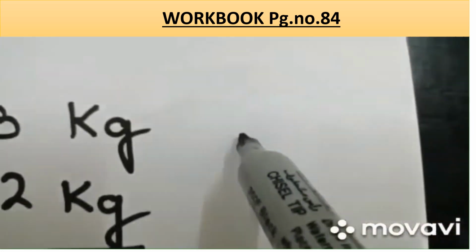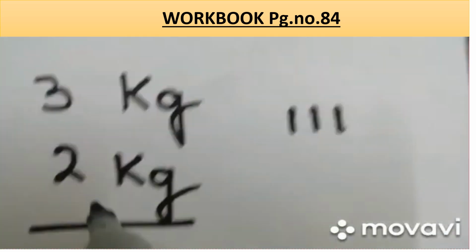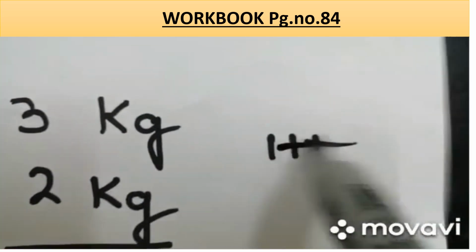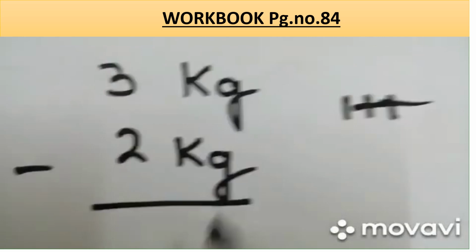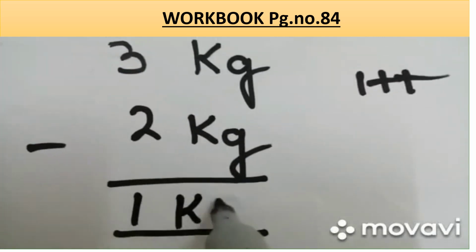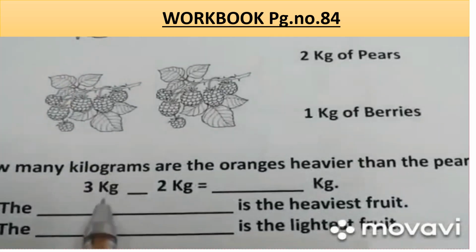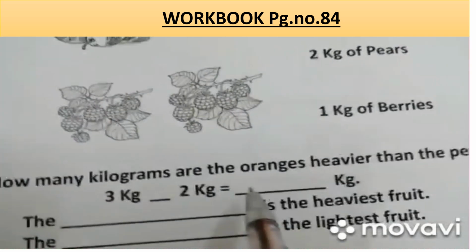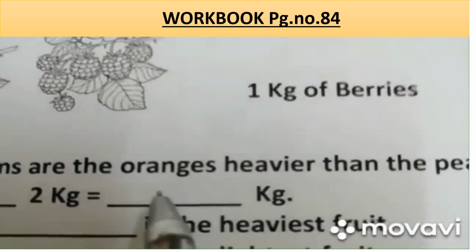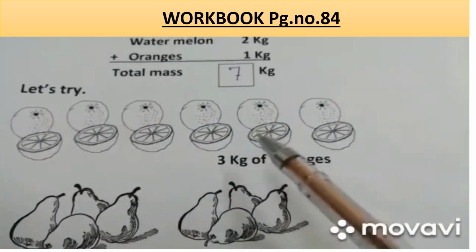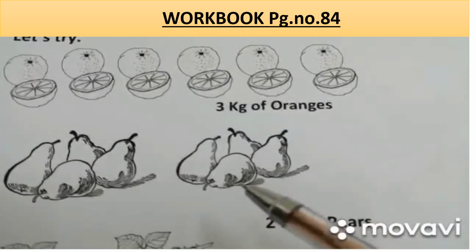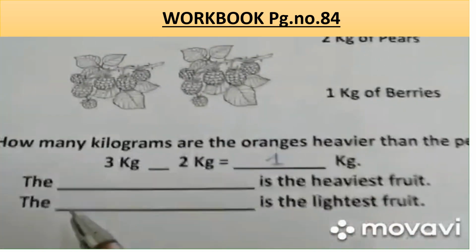3 kg minus 2 kg. We will do that. We will draw 3 lines. 1, 2, 3. Out of 3 we will cut 2. 1, 2. How much is left? 1. 1 kg is the answer. Now what will we write here? 3 kg minus 2 kg is equal to how much? 1 kg. Now we can say oranges are 1 kg heavier than pears.